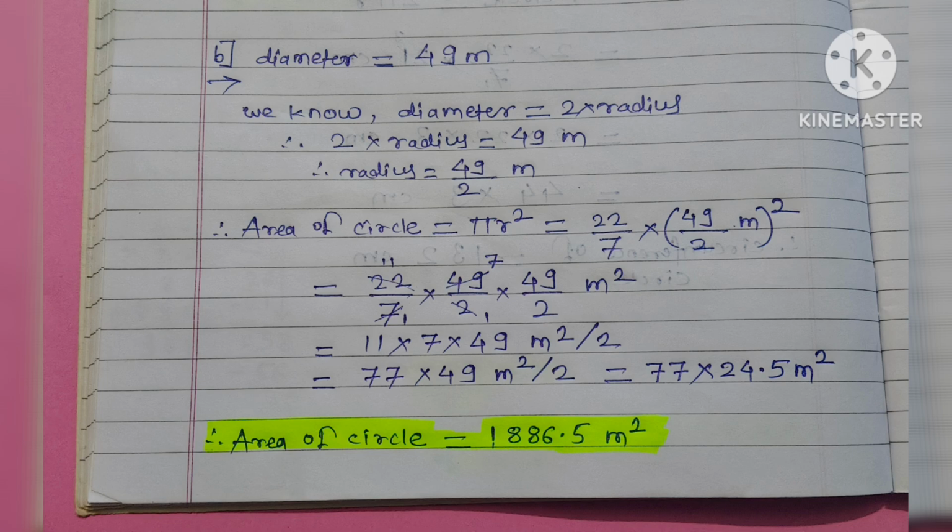In the second question, the diameter of a circle is 49 meter, and radius is always half of the diameter, or you can say 2 times radius is equal to the diameter. So we can apply this formula and find out the radius, which is 49 divided by 2 meters, and we can place the value into the area of the circle formula, which is pi r square. So pi is 22/7 into (49/2) meter square. After calculation we get 1886.5 meter square as the area of the circle.